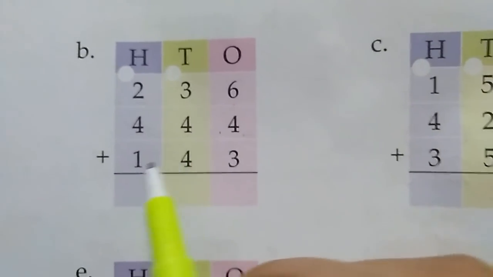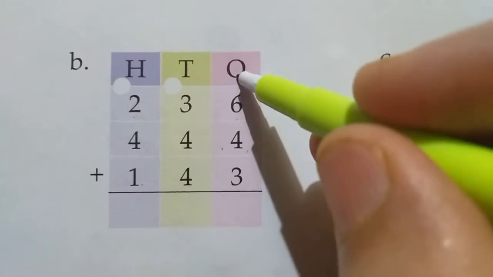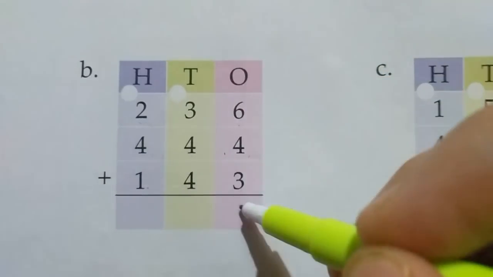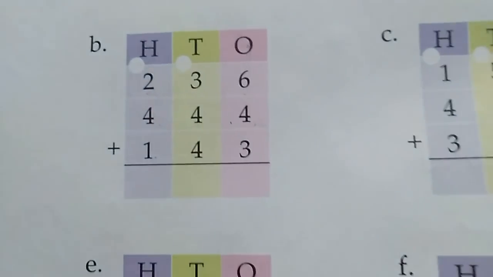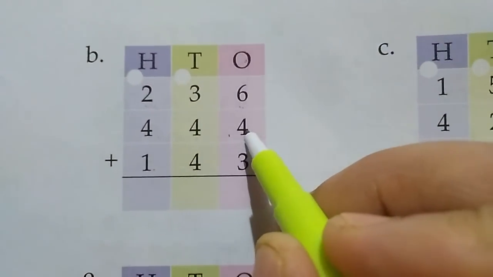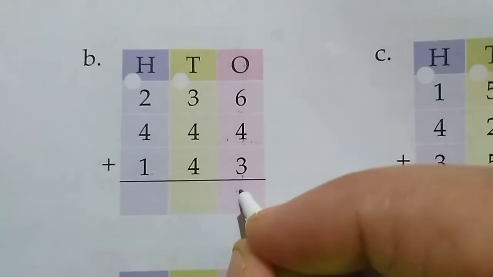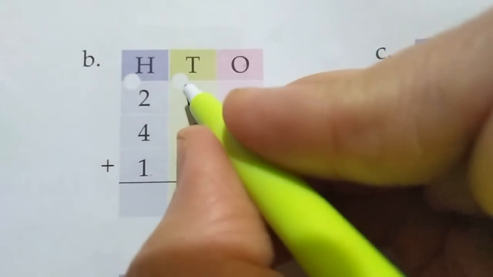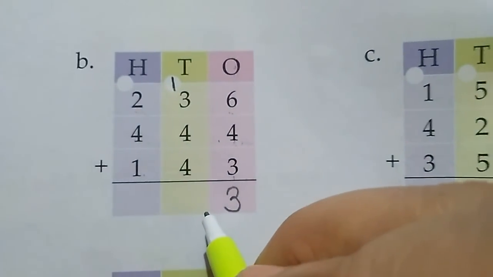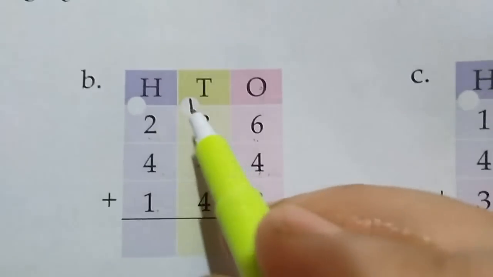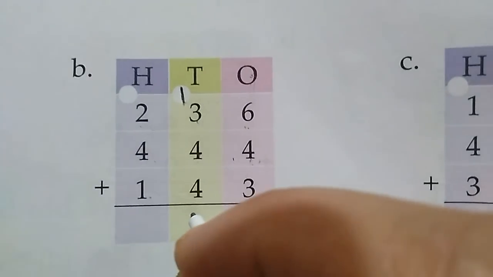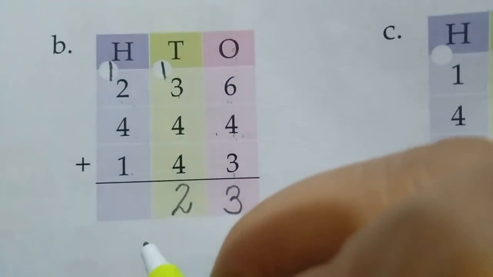Then B. 236 plus 444 plus 143. So we will start from ones place. Always remember, in addition we have to start from ones place only. 6 plus 4 is 10, 10 plus 3 is 13. So 3 we will write here and 1 will be carry forwarded. 3 plus 4 is 7, 7 plus 4 is 11, 11 plus 1 carry is 12. So we will write here 2, and we will carry forward 1.